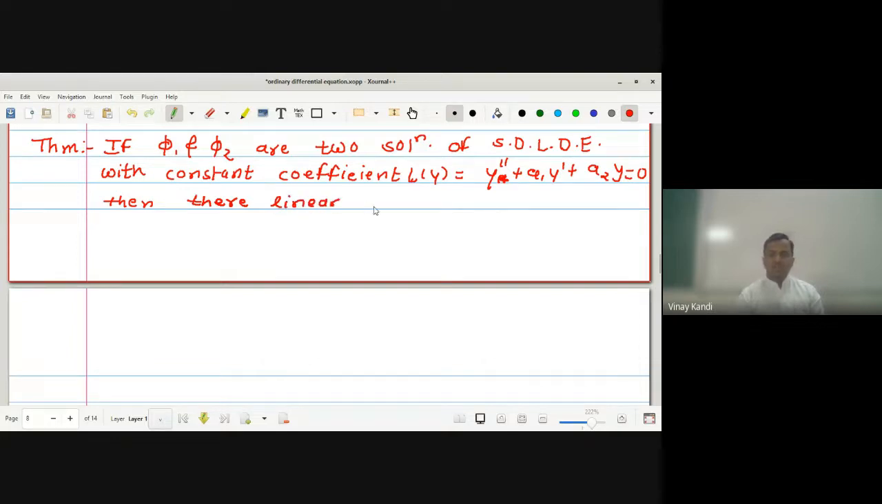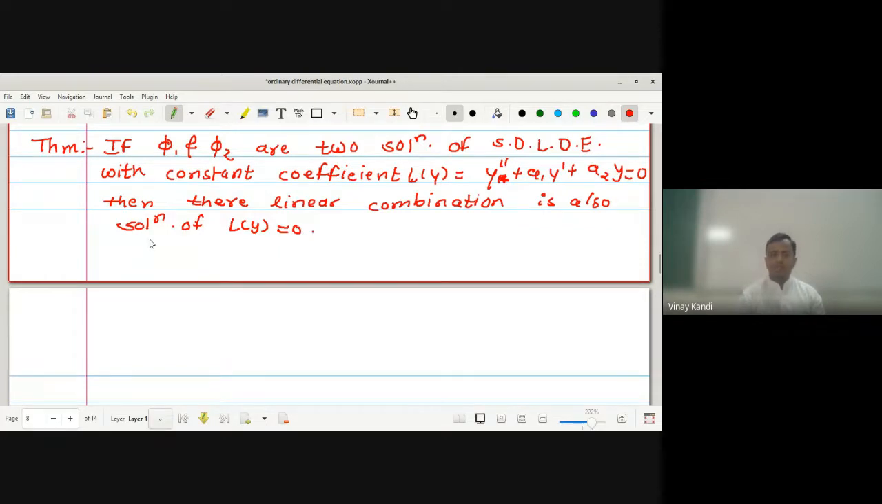Then their linear combination is also a solution of L of y equals 0.